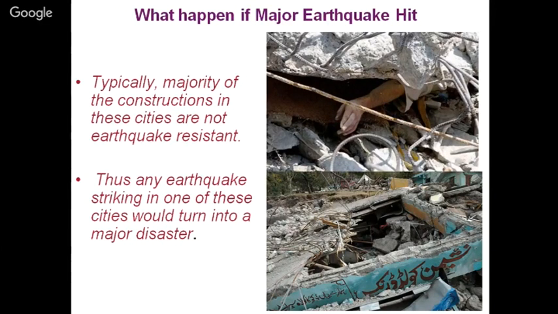Typically, the majority of constructions in these cities are not earthquake resistant. Thus, an earthquake striking one of these cities would turn into a major disaster. That is the reality, because only one earthquake, the Bhuj earthquake, has struck India close to a densely populated city. Otherwise, we have not yet had any earthquake very close to a densely populated city. The scenario is very gruesome right now, and we will be having critically damaged cities if this continues.